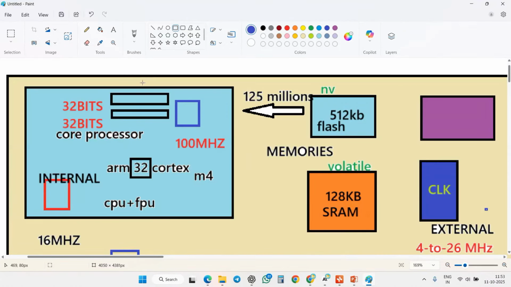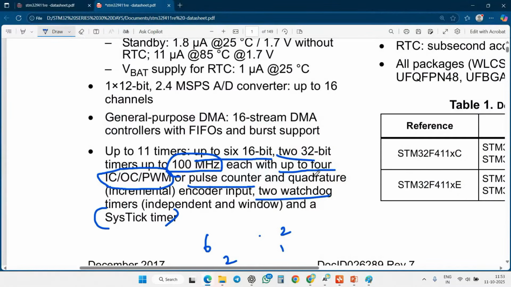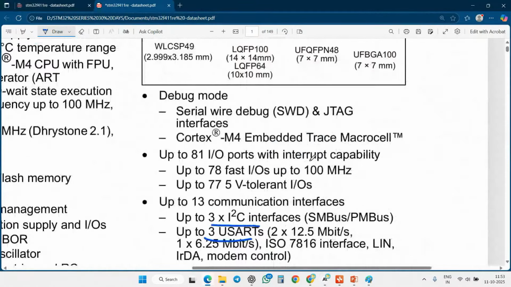We told you that we have some special RC circuit. This is that RC circuit. It provides the 16 megahertz. If we need to count it, we use the SysTick timer. And then we have a debugging mode. What is the meaning of this debugging mode? Serial wire debug or JTAG is applicable.